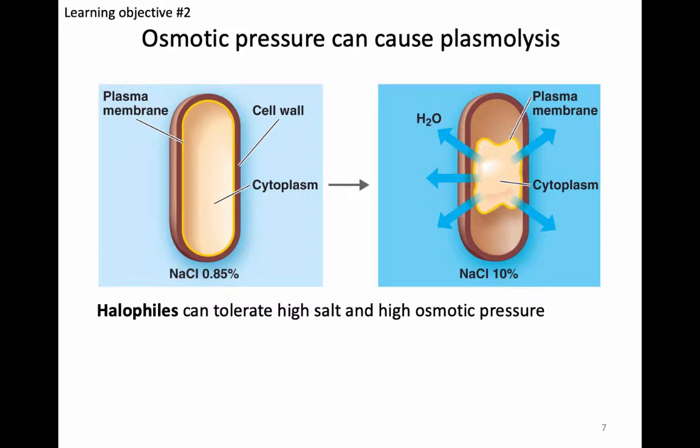If there is a microbe that can tolerate very high salt concentration, so it would not undergo plasmolysis in a high salt or high osmotic pressure environment, this type of microbe is called a halophile.